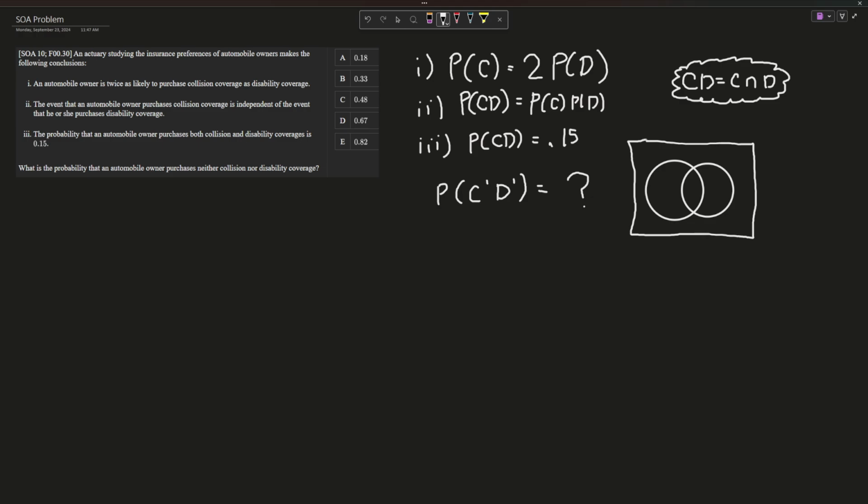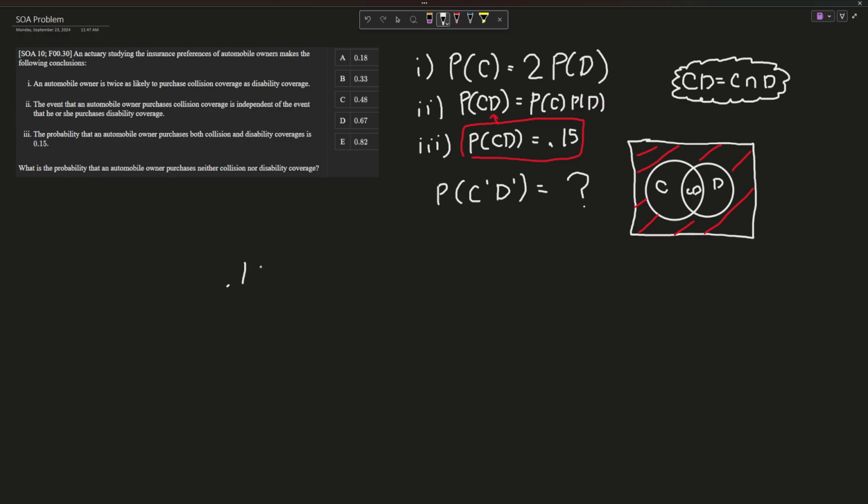this is our universe, it would be this area right here. With this being C, this being D, and this being CD. So let's try to use our little formulas up here to find that out. So we know we could plug in 3 into here.